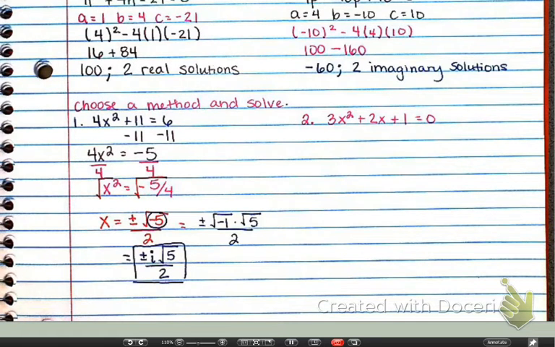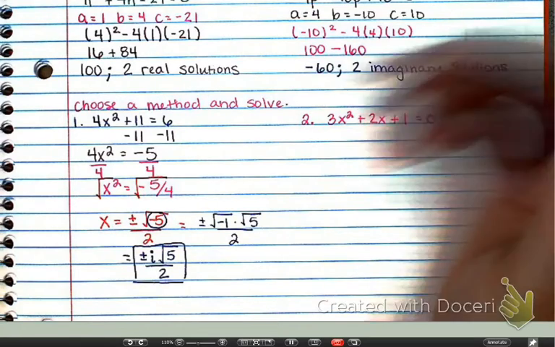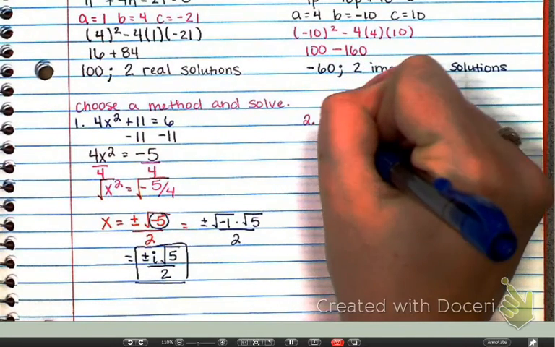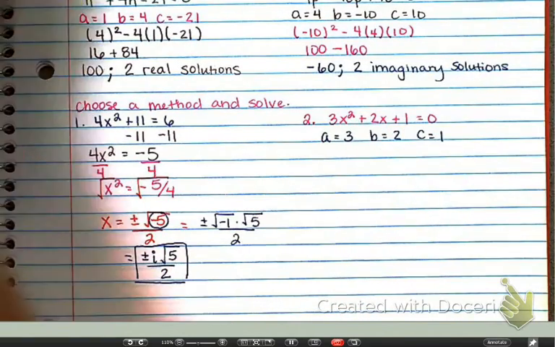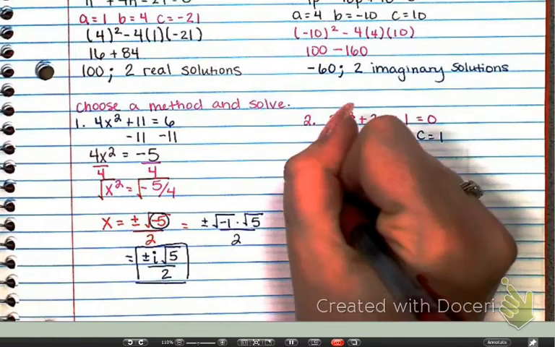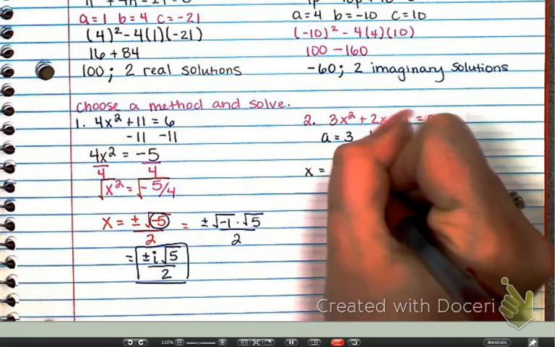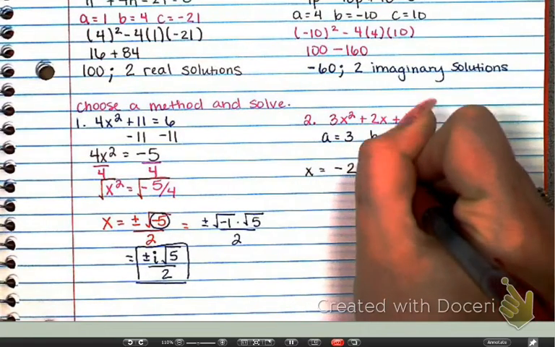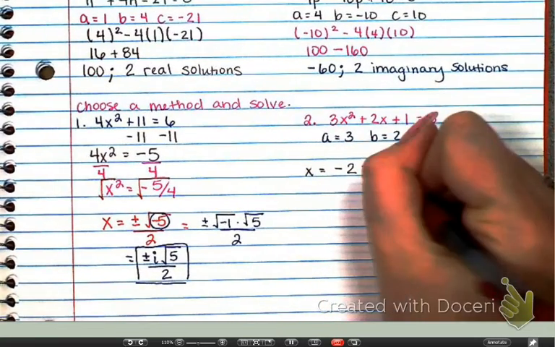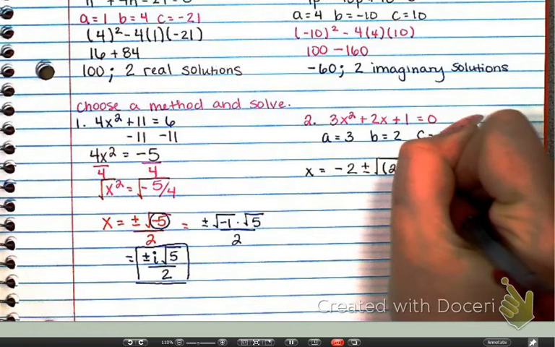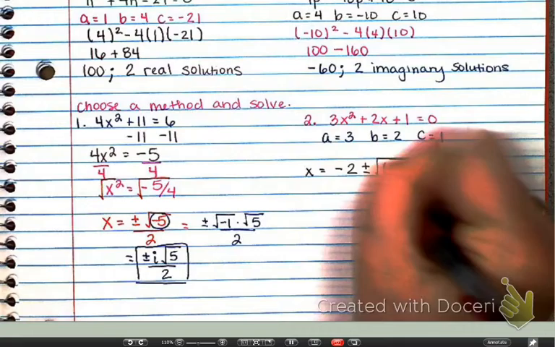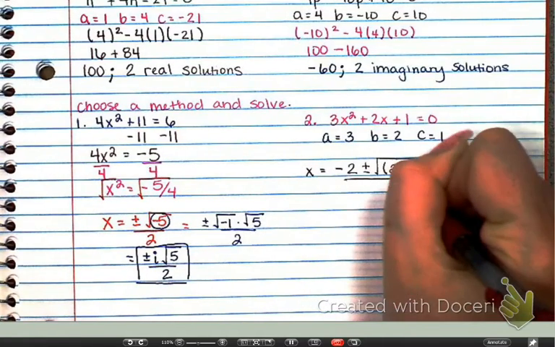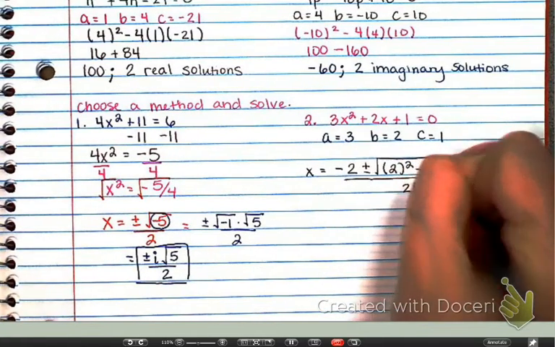And it's important that you can take those steps and process through. So I'm going to identify a, b, and c. So a is 3, b is 2, c is 1. And I'm going to plug it into the quadratic formula. x equals negative b plus or minus the square root of b squared minus 4 times a times c, all over 2 times a.